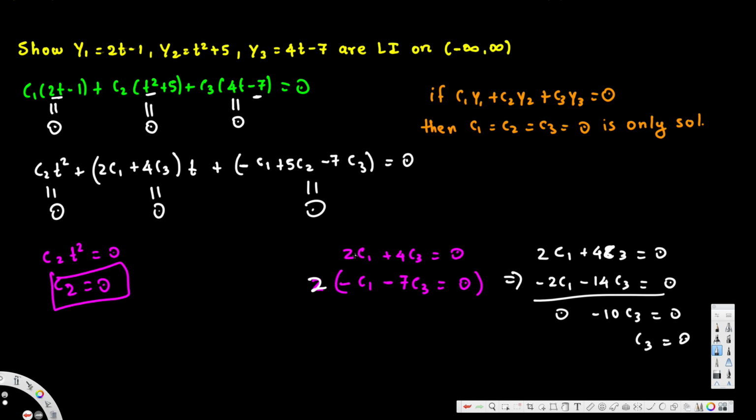If c3 is 0, then we can plug it in this equation. This is going to be 2c1 plus 0, because 4 times 0 is 0. So 2c1 is equal to 0, therefore c1 is equal to 0. So finally we found out that c1 is equal to 0 and c2 is equal to 0. When this whole thing is equal to 0, we found out that c1 is equal to c2 is equal to c3 is equal to 0. Therefore, the given three functions are linearly independent, and that's how we do that.